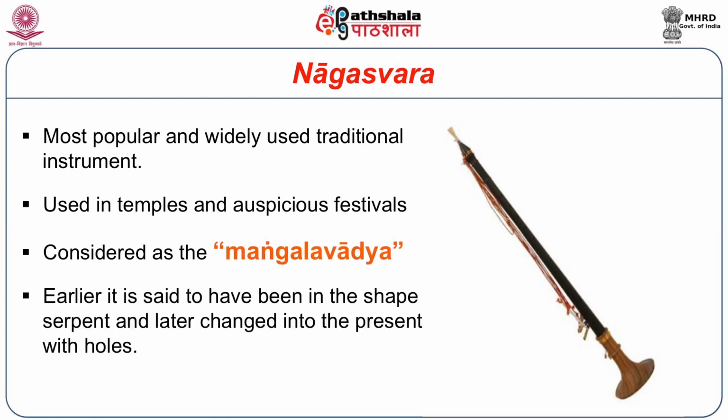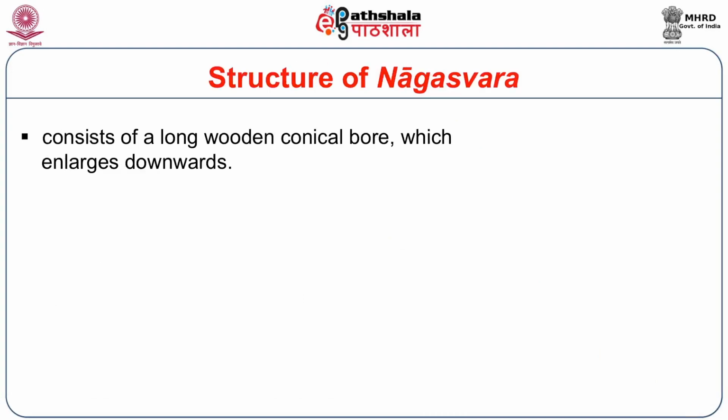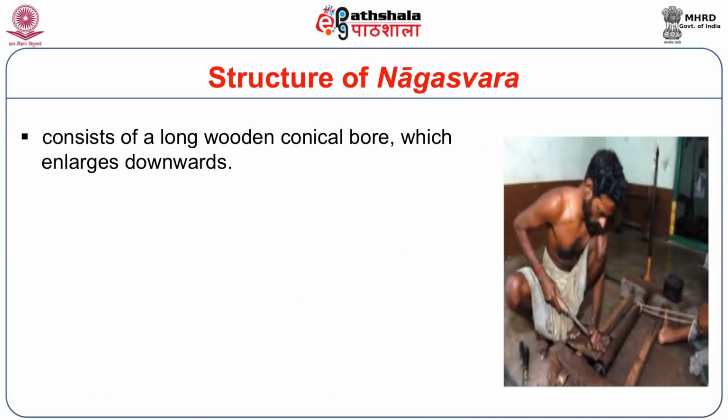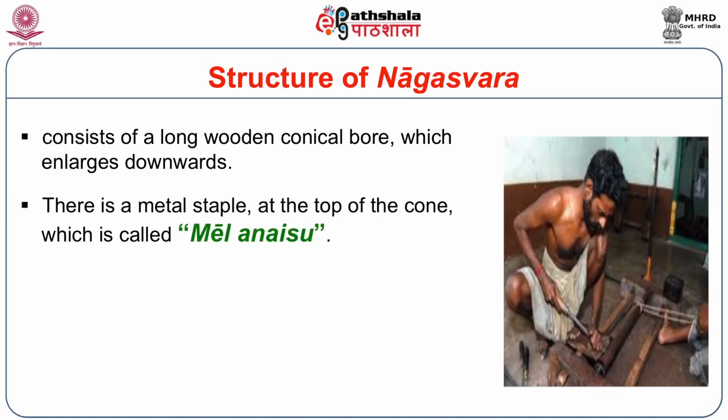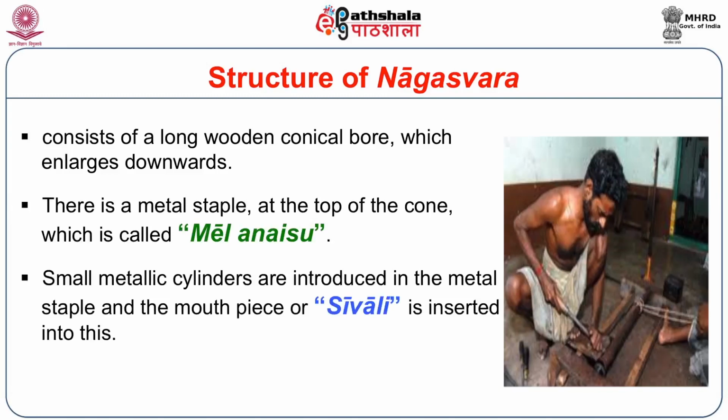Earlier it was said that the Nagaswara was in the shape of a serpent, and later it changed into the present shape. This is an example of a woodwind instrument. The Nagaswara consists of a long wooden conical bore which enlarges downwards. There is a metal staple at the top of the cone which is called the male anaisu. The small metallic cylinders are introduced in the metal staple, and the mouthpiece or the jivali is inserted into this.